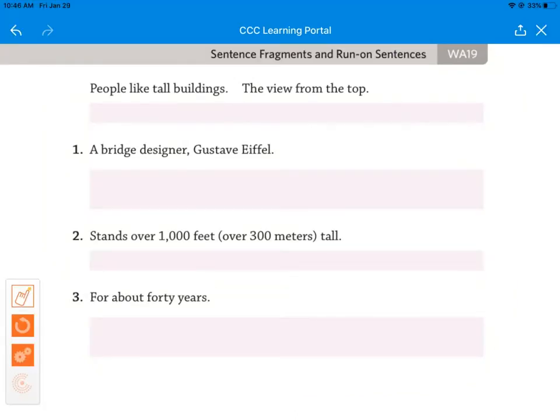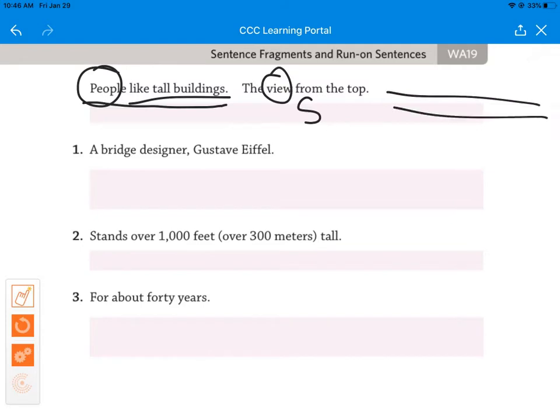Now read the top two sentences and decide if they are a sentence or a fragment. People like tall buildings. The view from the top. Which one is a complete sentence? Hopefully you said people like tall buildings. People is the subject. Like tall buildings is the predicate. The view from the top. It has the subject, the view, but what happens? We're missing the predicate.